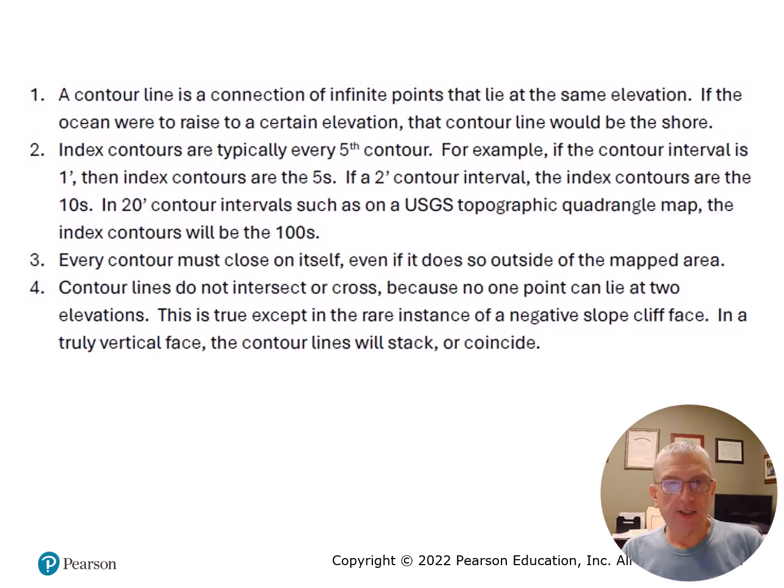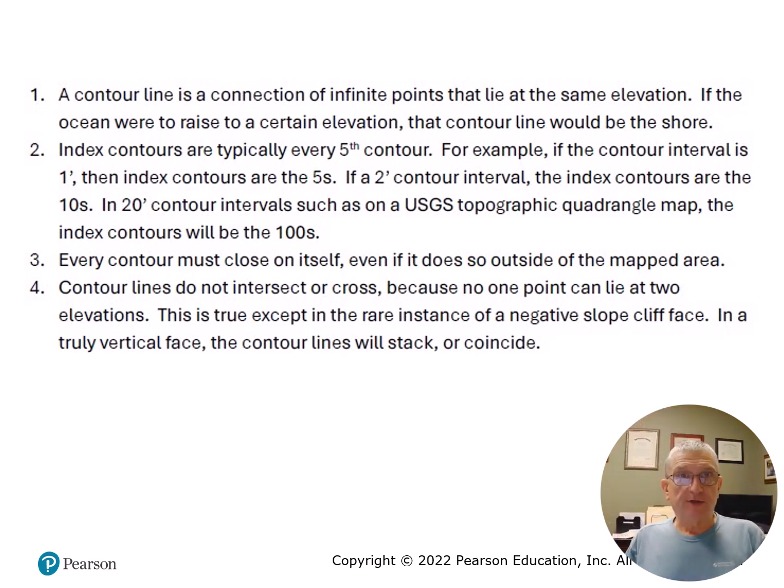A contour line is a connection of infinite points that lie at the same elevation on the face of the earth. So if the ocean were to rise to a certain elevation, that contour line would be the shore. We're not talking about global flooding, but just to put it into perspective, if you envision contour lines on the ocean or a lake or a pond, that is an infinite set of points at the same elevation on the face of the earth. Water will rise, minus any wave action, and when the water gets to that certain elevation, that's where the contour line lies. So that's a good way to visualize what a contour line is.